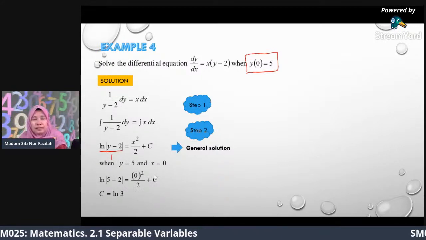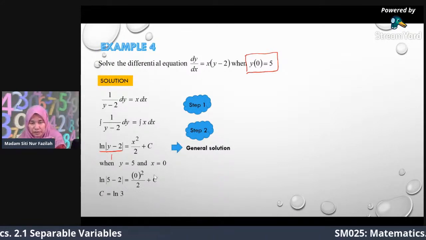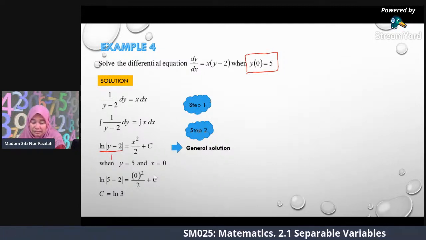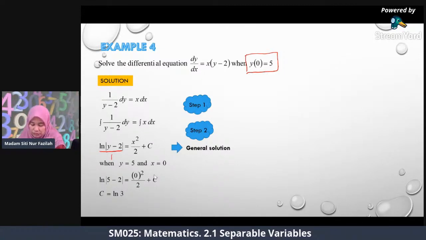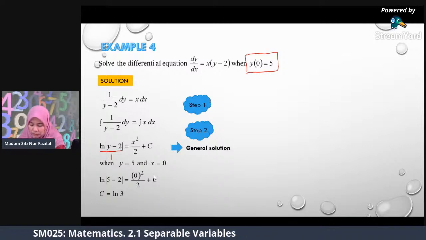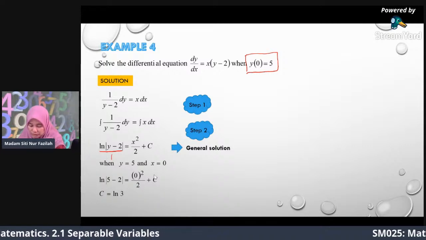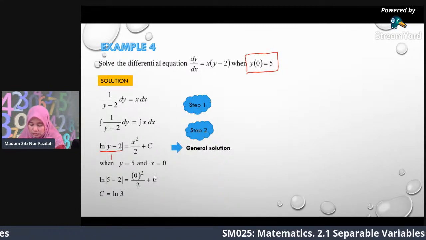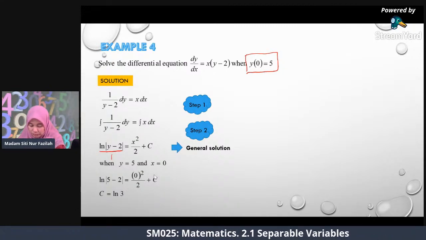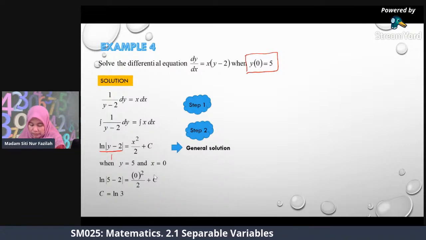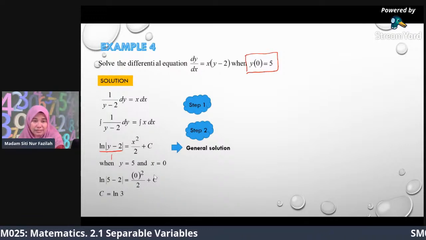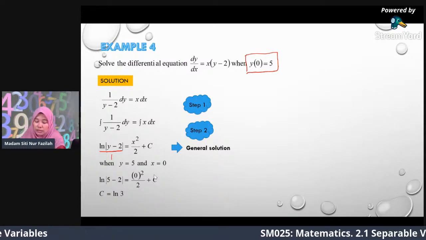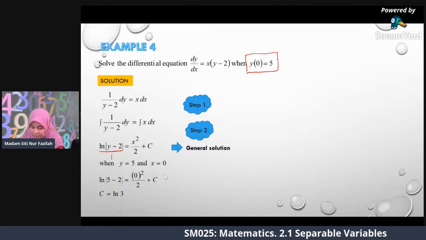The condition y(0) equal to 5 means that y equals 5 and x equals 0. We substitute into the general solution when y equals 5 and x equals 0, and we get C equal to ln 3.